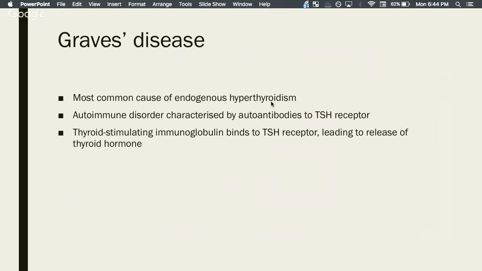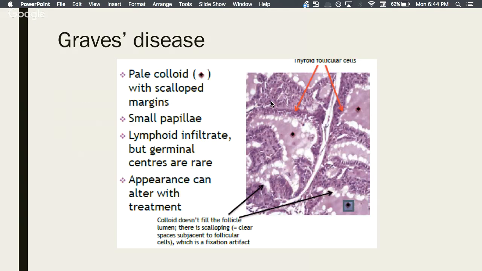In terms of Graves' disease, that's the most common cause of endogenous hyperthyroidism. It's caused by autoantibodies to your TSH receptor. Thyroid stimulating immunoglobulin binds to your TSH receptor. If you think about the actual name itself, considering it's thyroid stimulating, you can work out that that's the antibody that causes Graves' disease. So this is kind of what it looks like on a slide.